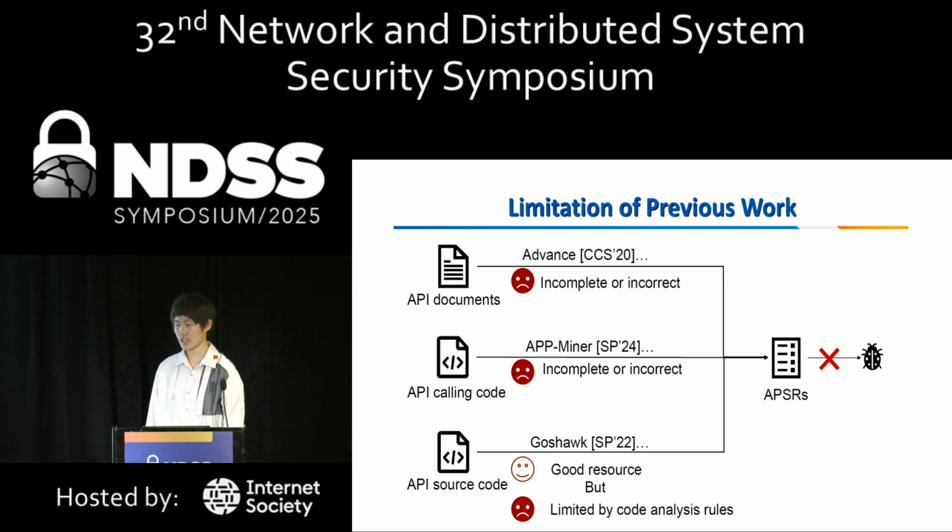Previous work generated APSRs by analyzing different types of data. Some studies extract APSRs from API documents and API calling code. However, they are limited by the resources they rely on, leading to incorrect APSRs or missing APSRs. And API source code is a good resource because it can directly reflect the API behaviors. Some studies analyze it to generate APSRs. However, they rely on predefined code analysis rules, which limits their scope.